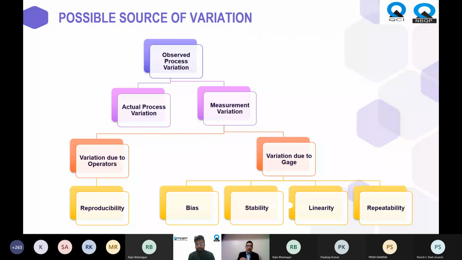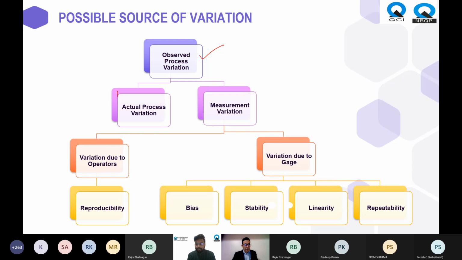So I was talking about in the initial slide that the way variation comes when we do measurement of any part or any piece. So these are the broad categories of why these variations are coming. It's always going to fall within these parameters only. The first one is my observed process variation, which is further categorized into two elements.